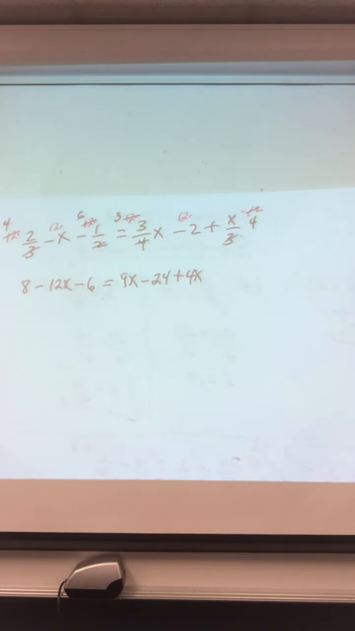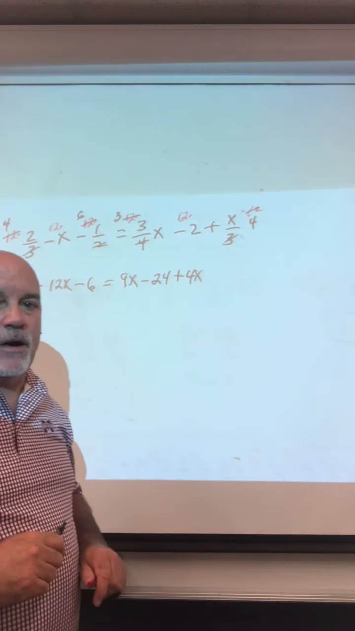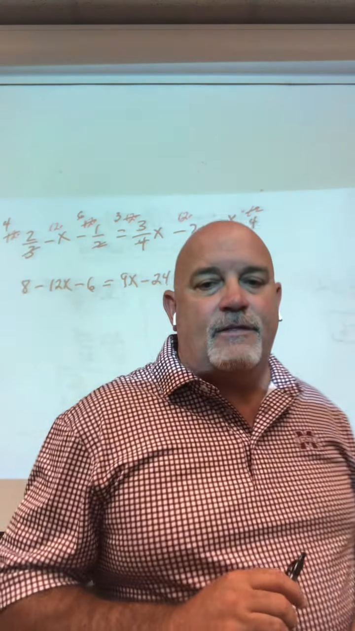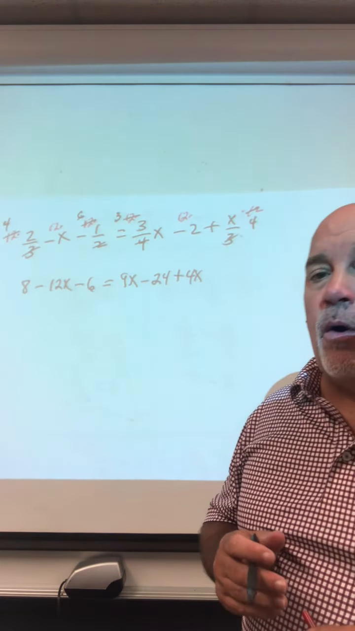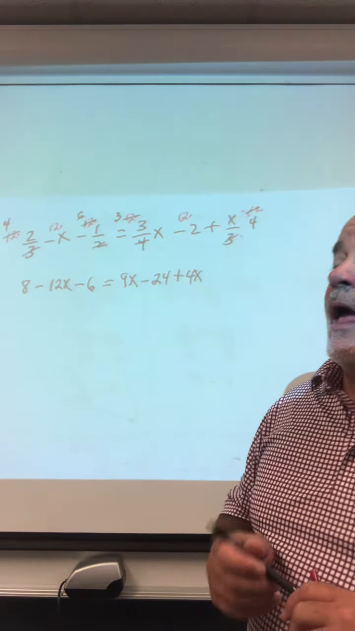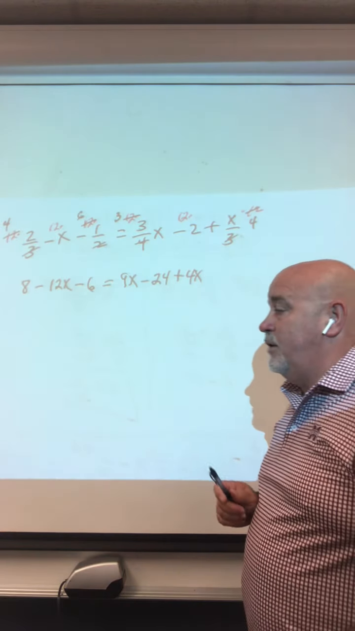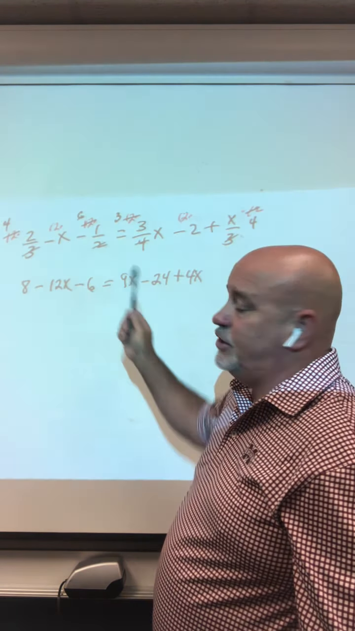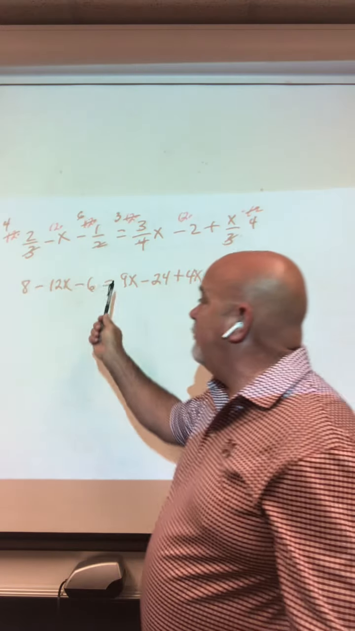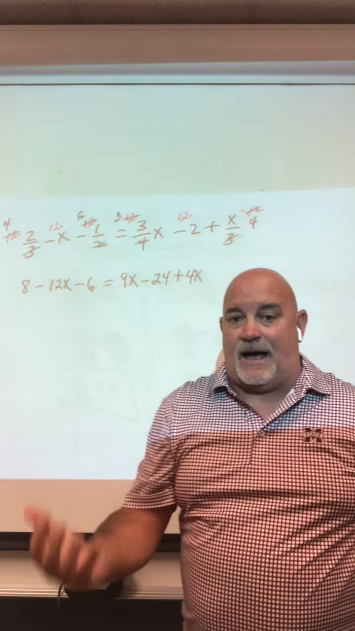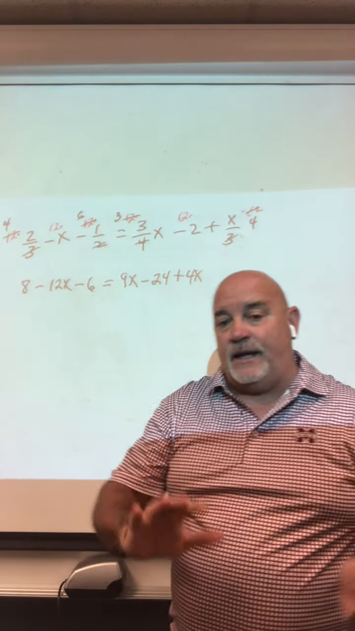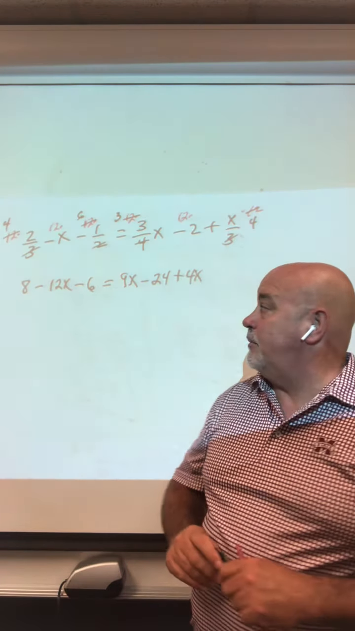Okay, now I've got a little bit something extra to do in this problem, because if you'll remember, in section 2.1, I believe it was part 2, I told you this. I said, whenever you're solving an equation, always do everything you can on each side to simplify both sides first. Then get your x's on one side and get your numbers on the other.